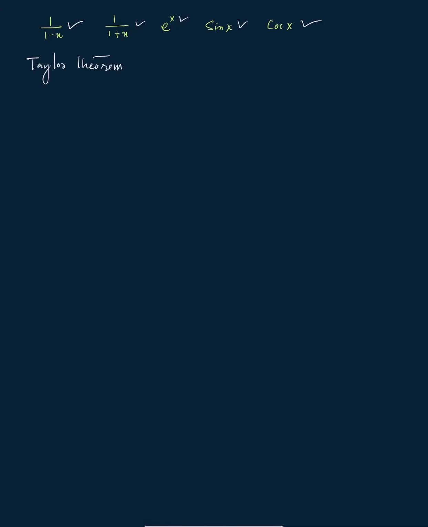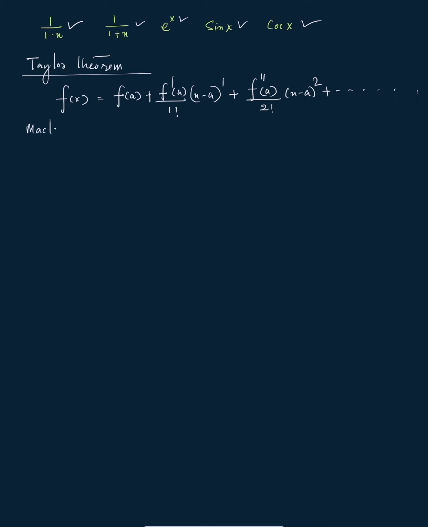Taylor's series expansion tells us that if a function f of x is given to us, then at x equal to a the series expansion will be f of a plus f prime of a by 1 factorial into x minus a power raised to 1, plus f double prime at x equal to a by 2 factorial into x minus a power raised to 2, and it keeps on going like this. Now from this Taylor's theorem we have to derive the Maclaurin theorem.